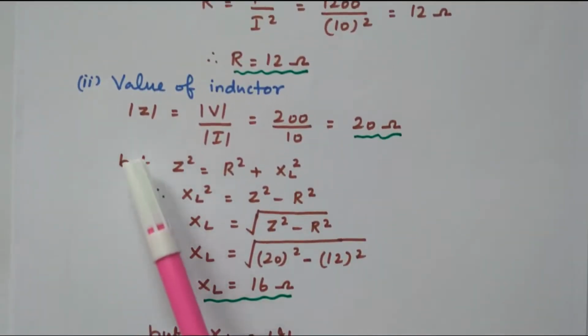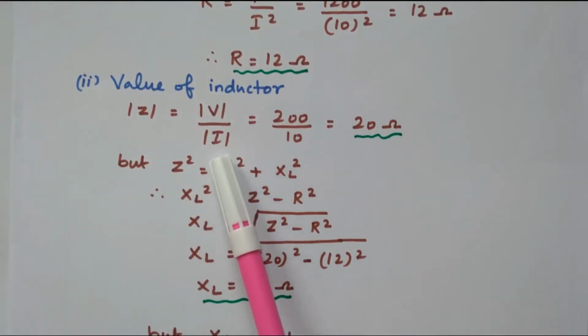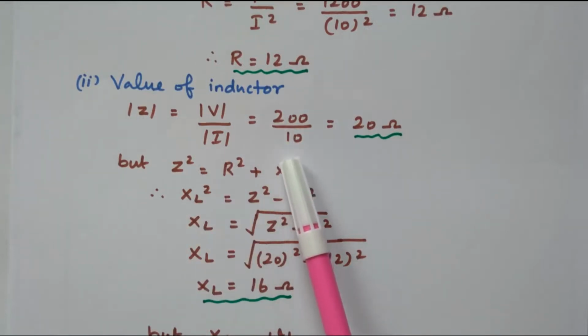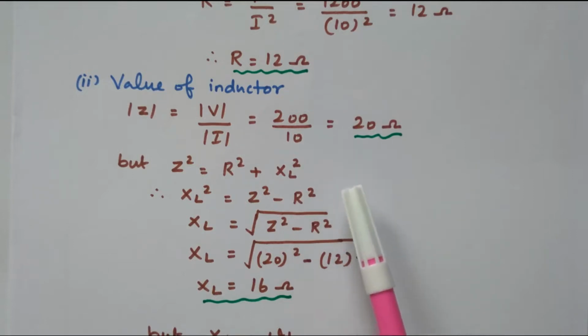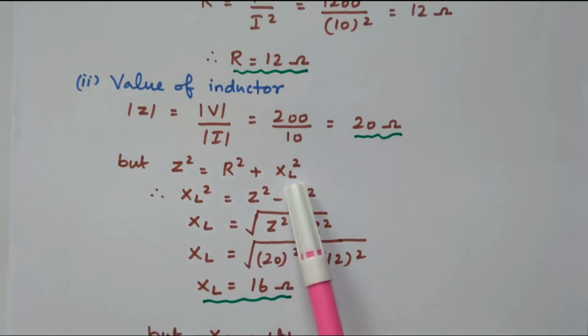Before finding inductor value, first we will find the impedance. Magnitude of Z equal to magnitude of V divided by magnitude of I. That is equal to 200 by 10, that is 20 ohm. The impedance of the circuit is 20 ohm. Next we will find the inductive reactance. How will you find? The formula is available: Z square equal to R square plus XL square, based on the impedance triangle.